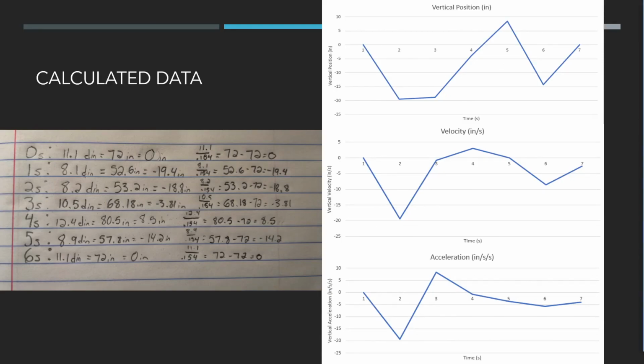I hope that through this explanation and real-world example, I was at least able to give a general understanding of how position, velocity, and acceleration are related to each other, and how you can make a velocity and acceleration graph based off of a position graph.